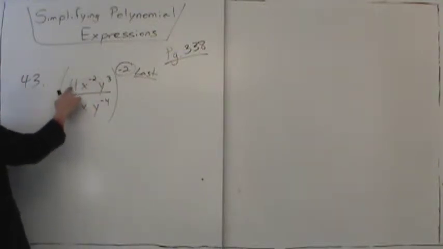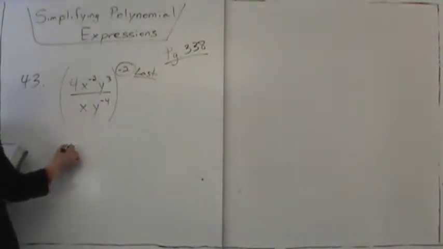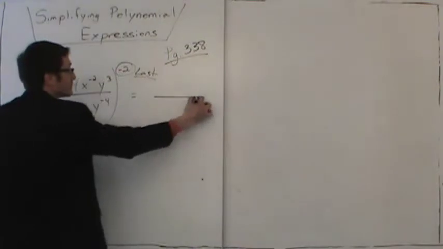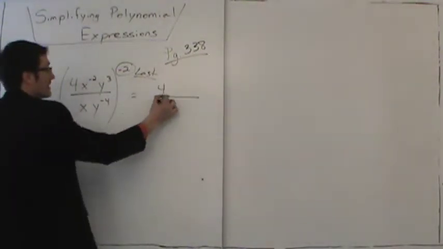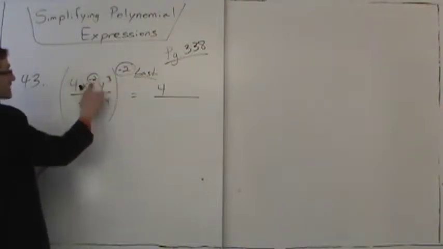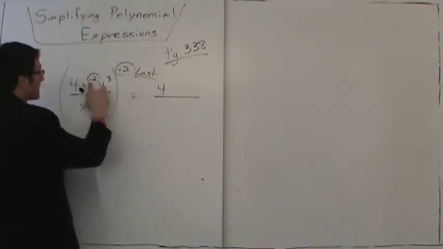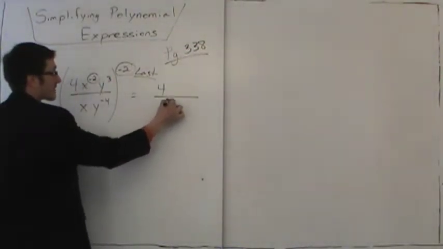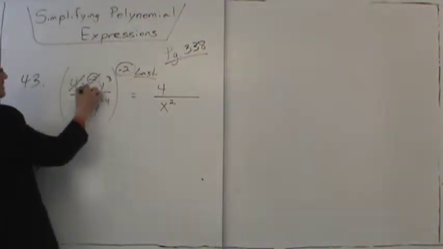Nothing cancels with the 4, so we leave this alone. Let's go ahead and just rewrite this. The 4 is left alone. Now deal with your x terms. Does the x on top move? Yes, it has a negative exponent, moves to the bottom. So the x to the negative 2 moves to the bottom, becomes x squared. Cross out the 4, cross out the x to the negative 2.